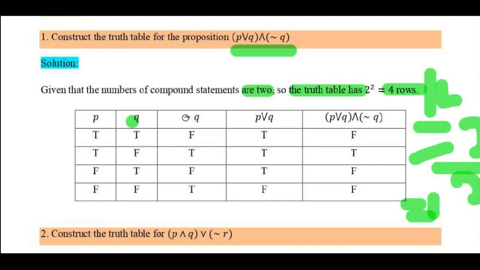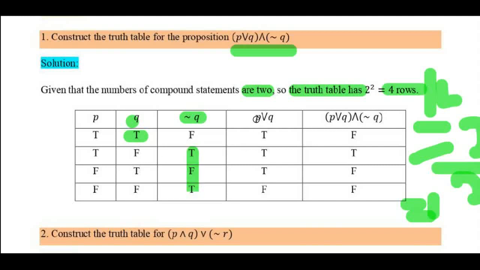Now to find negation Q. What is the negation connective? If the given statement is true, then the negation of the given statement is false. If the given statement is false, then the negation of the given statement is true. So I am going to find negation Q. First you go to the Q statement, then you find negation Q. Here the first Q value is true, so you get false. The second is false, so you get true. Like that you get the remaining values.